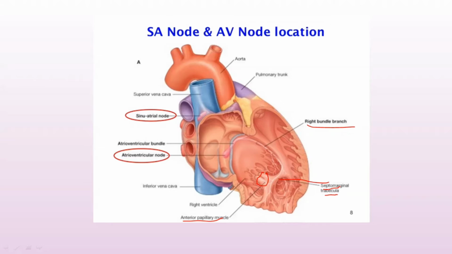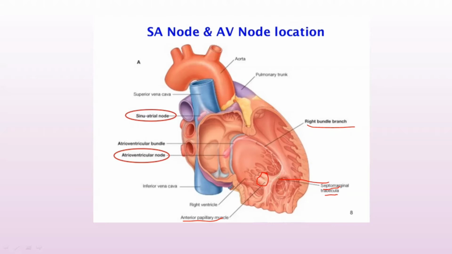So you have to remember that the right bundle branch arises from the AV bundle at the junction of the membranous and muscular part of the interventricular septum. Now the right bundle branch runs on the right side of the muscular part of the interventricular septum up to the apex of the right ventricle. But these right bundle branches also pass through the septomarginal trabeculae to reach the anterior papillary muscle, where it divides into branches.